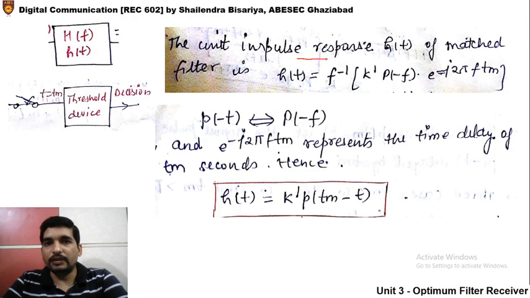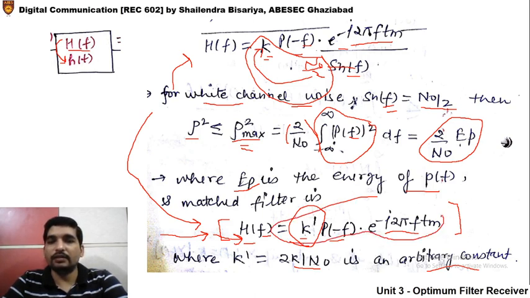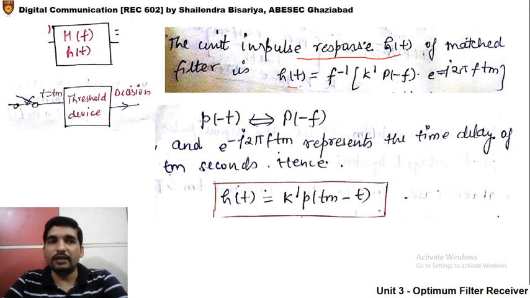So we have derived and concluded the unit impulse response h(t) of the matched filter. What is h(t)? This is H(f), and h(t) is just the Fourier inverse of H(f). So taking the Fourier inverse of this equation, that is K' P(-f) e to the power minus j 2 pi f Tm, the inverse will give us h(t) from this H(f). Okay, so h(t) is the Fourier inverse of K' P(-f) e to the power minus j 2 pi f Tm.